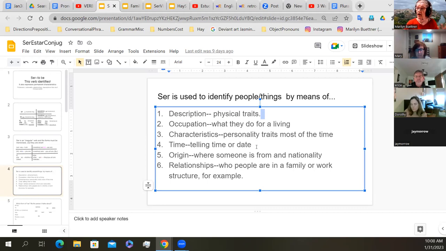When we tell time, like from your watch, or when we tell dates off the calendar, when we tell where somebody is from, and you saw lots of nationality examples in your book, and when we talk about relationships, meaning who somebody is, what role they play in the family. These are the reasons or the situations in which we use this verb ser. They are the typical situations of using ser.